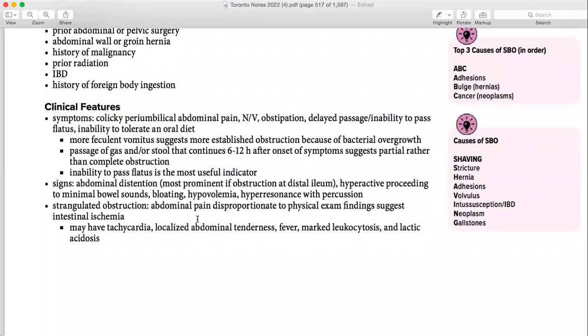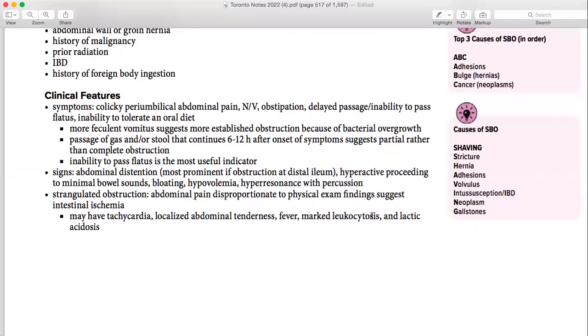Then comes the strangulated obstruction. What happens is abdominal pain disproportionate to physical exam, suggesting intestinal ischemia. So if it is strangulated, like loops twisted around each other, what will happen? The blood supply will be disturbed, so having intestinal ischemia. I will show you how you can differentiate small bowel obstruction from ischemia when we go to the ischemia topic. Then comes tachycardia, tenderness, fever, marked leukocytosis, and lactic acidosis.